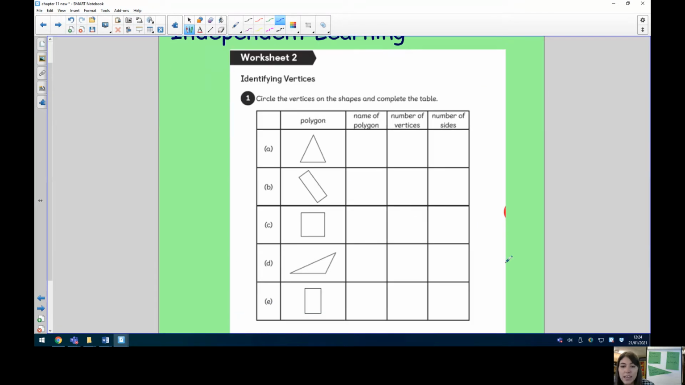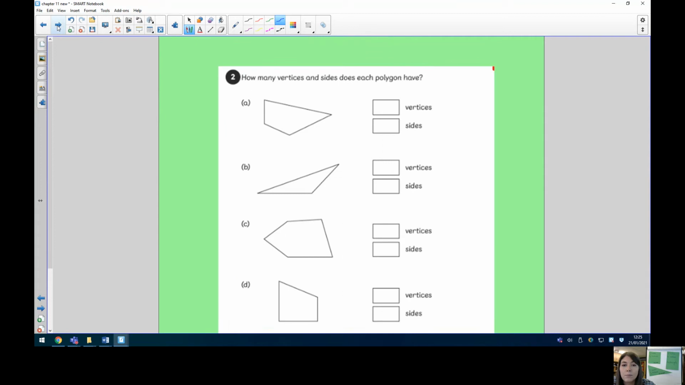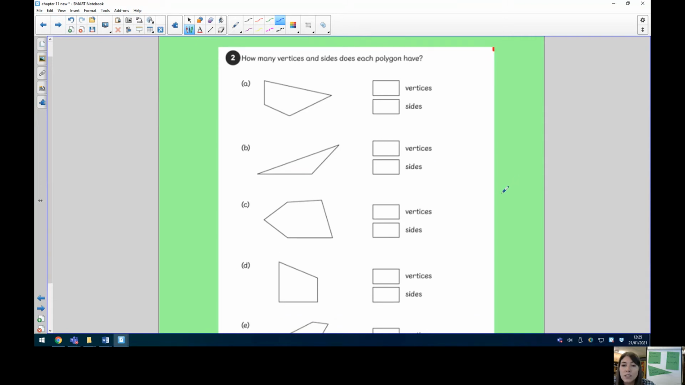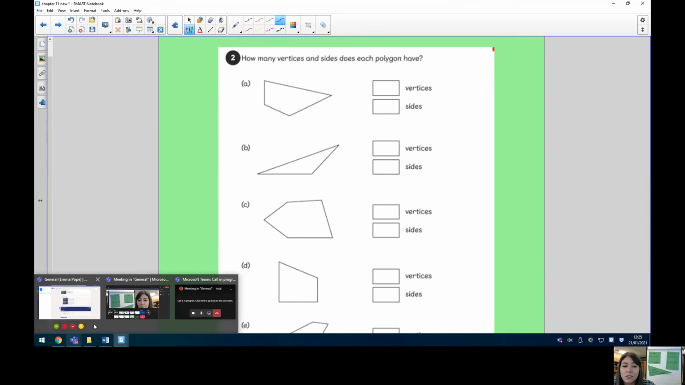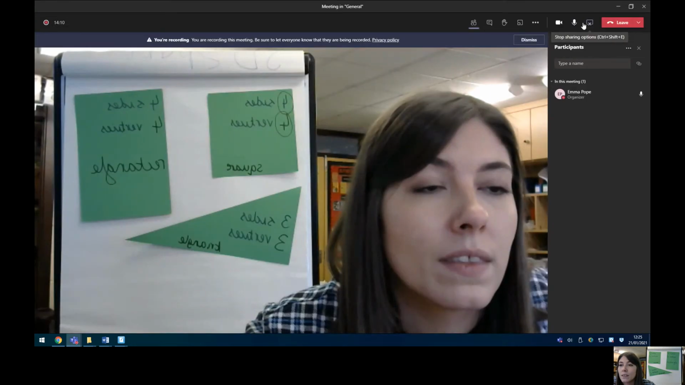So your workbook page today is just like that. Name the polygon, tell me how many vertices and how many sides it has. Please, can you show me where the vertices are on your shape? Remember, 3-sided shapes are triangles. 4-sided shapes could be a rectangle or a square, depending on the length of the sides. Then afterwards, you've got some shapes here. Just tell me how many vertices and how many sides those shapes have.